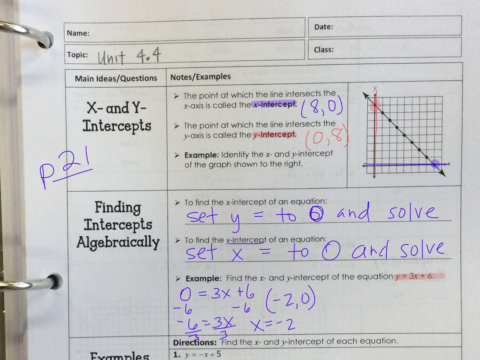I'm going to do the same exact thing, but now I'm going to set the x equal to 0. Y equals 3 times 0 plus 6. Y equals 3 times 0, 0 plus 6 is 6. So that one would be at 0, 6.